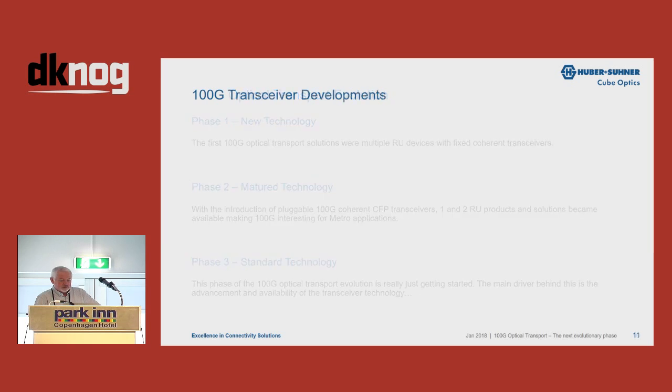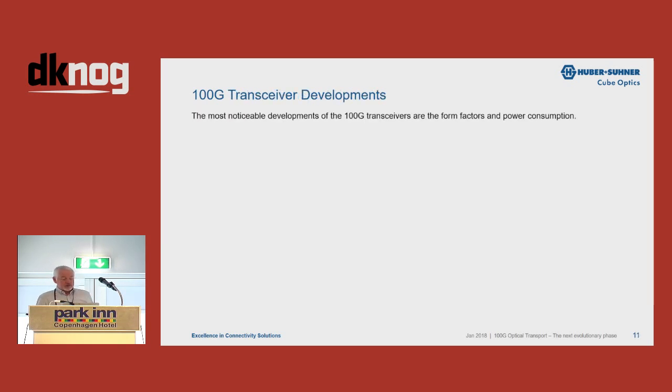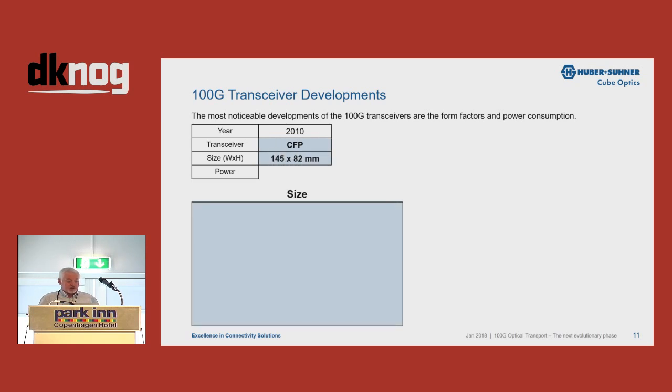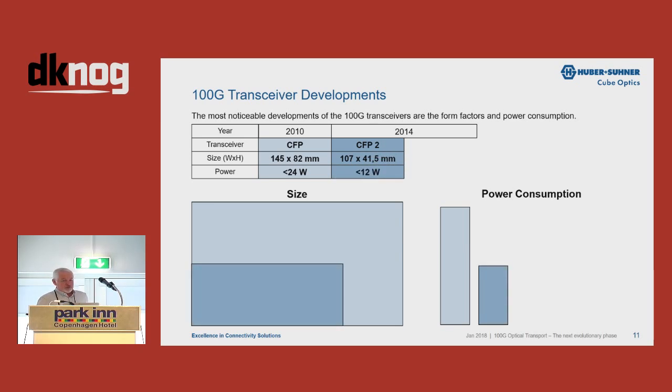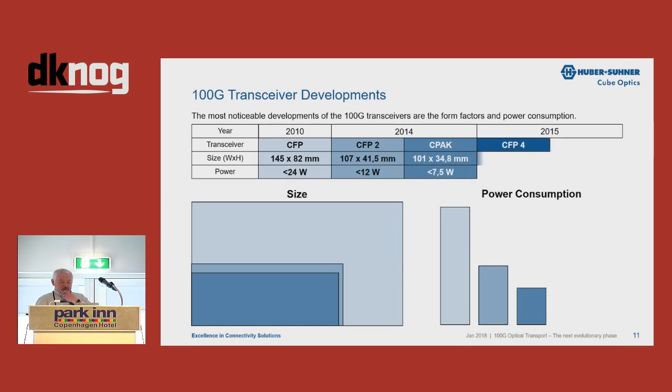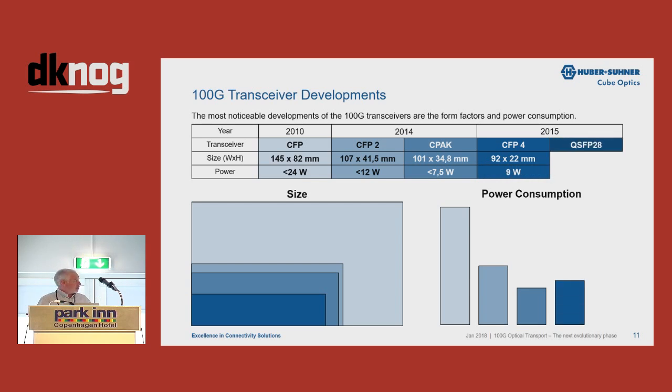Looking at the transceiver side of things, first you had CFP. Remember back in 2010? I know some of you in the room won't remember 2010, but it did exist. You had CFP and CFP2s. These were very power-hungry, very large, pluggable optics. They had FEC on them. They were very clever bits of kit.